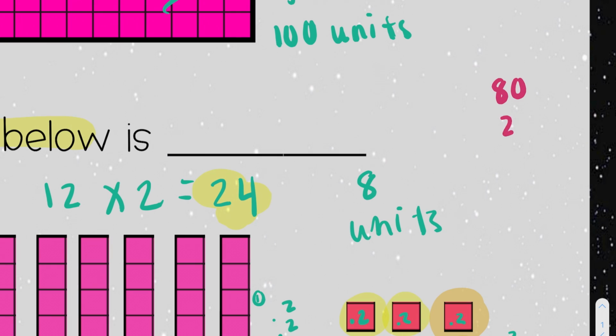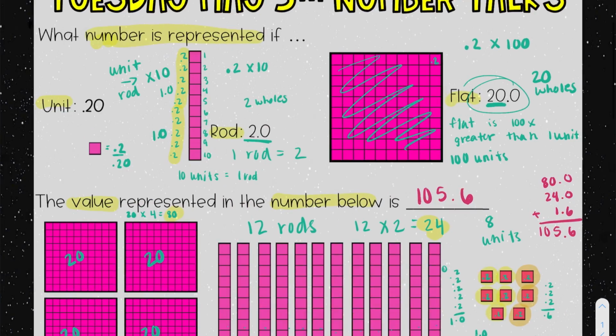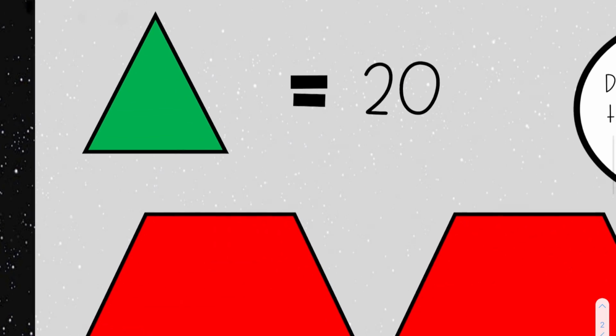All that's left now is to add my base 10 blocks. So I have 80 plus 24 and then 1 and 6/10, and I'm making my other two whole numbers decimals by placing a decimal point and a 0 in that tenths place. So when I add them all up, I get 105 and 6/10.